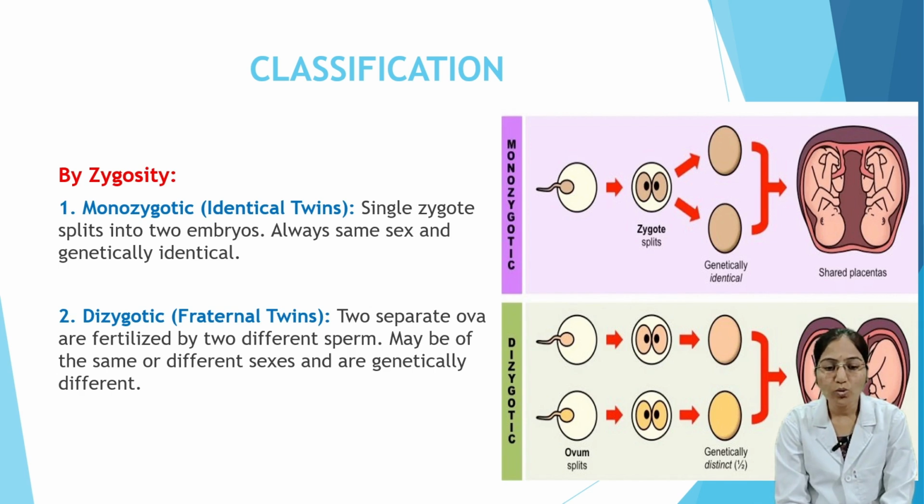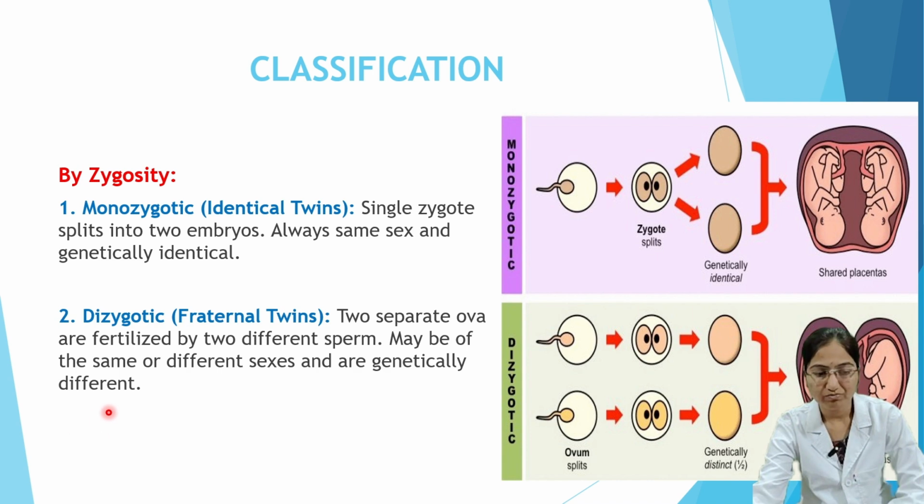And then comes the second type, dizygotic, that is fraternal twins. Here we can see two separate eggs are fertilized by two different sperm, maybe of the same or different sexes, and are genetically different. You can observe here two separate ova are fertilized by two different sperms, as you can see in the picture. It may be the same or different, male or female, and are genetically different.